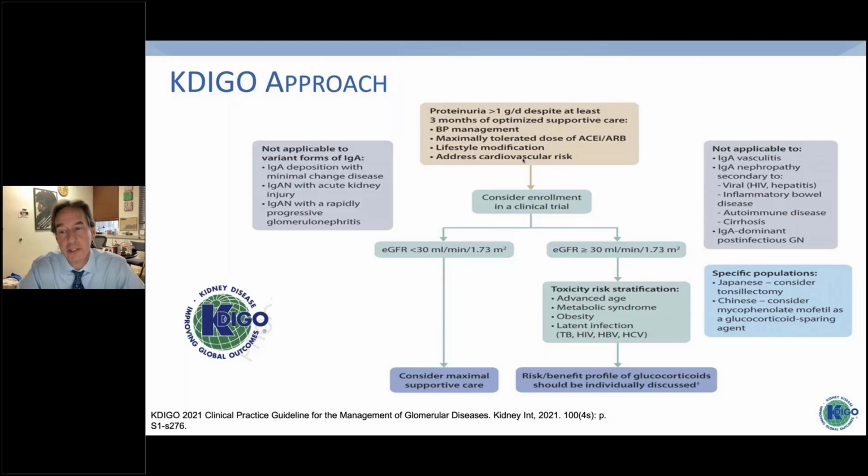Now, they do point out, as you can see on the right, that specific populations may have other considerations: specifically in Japanese, there may be some role for tonsillectomy based on less than perfect data, and in a Chinese population, mycophenolate still should be something that could be considered. So again, individualizing your therapy is the golden rule, but at this point, you've considered high-risk patients, you've maximized their conservative therapy. For those who still have GFR that's worth fighting for, the idea was to consider glucocorticoids.